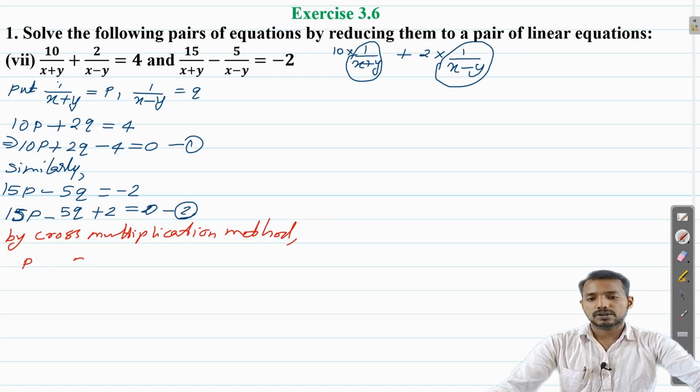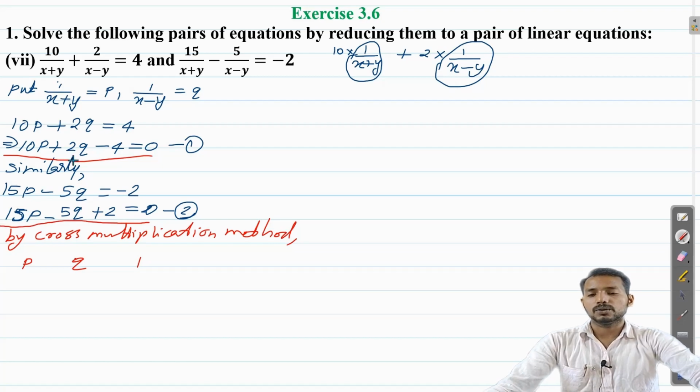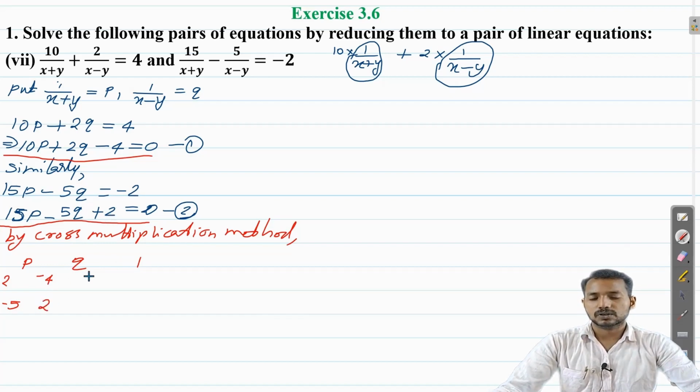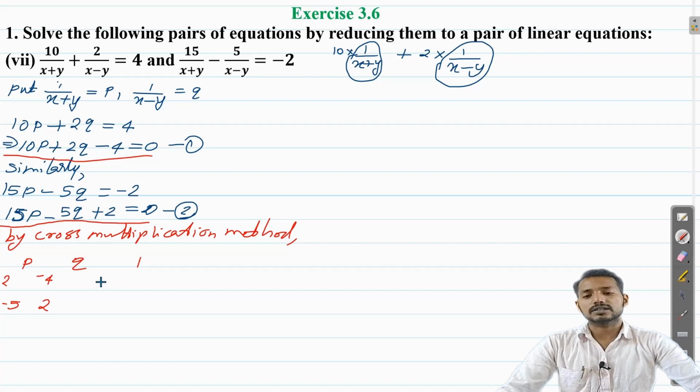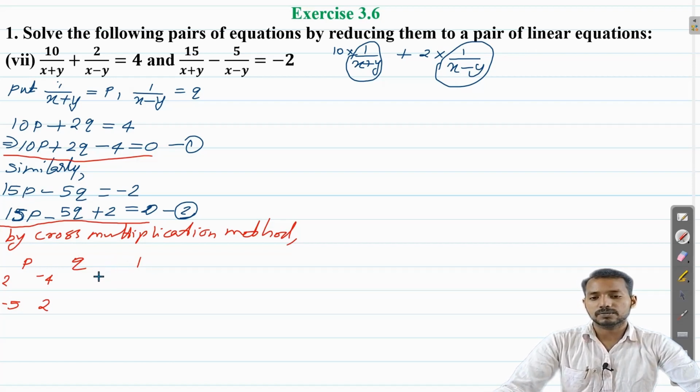P, Q and 1. B1, B2. This is the two equations I am taking. B1 is plus 2 and B2 is minus 5. And C1 is minus 4 and C2 is plus 2. After B1, C1, the next again A1, that is here A1 is 10, A2 is 15.